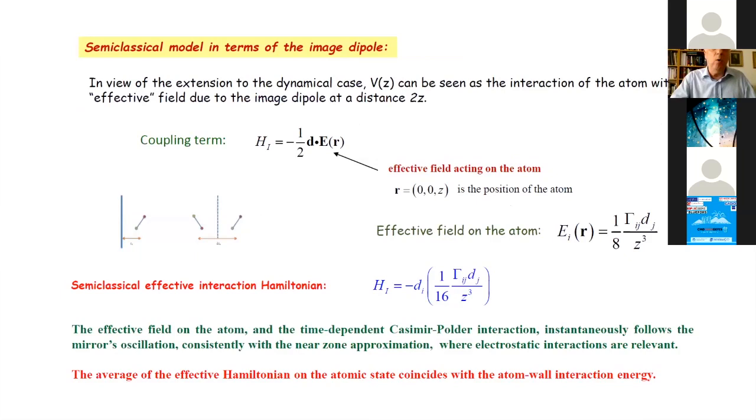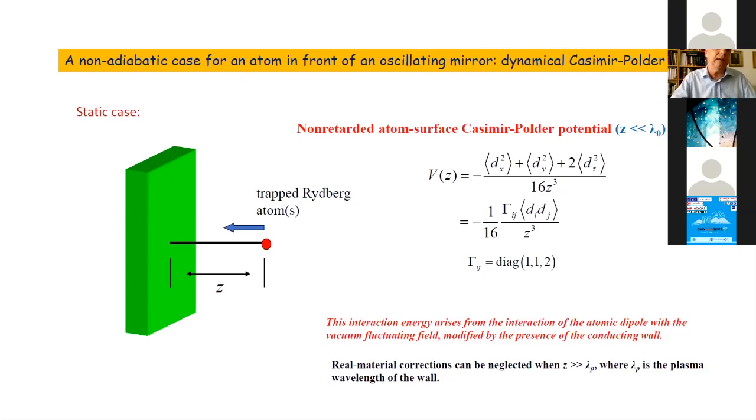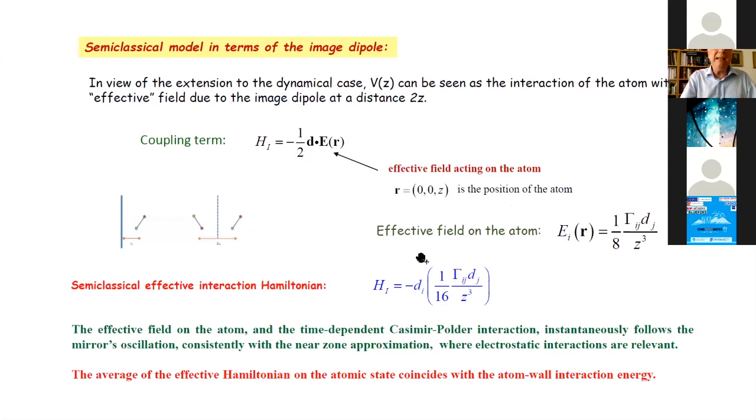Now, this interaction energy can be easily interpreted as an electrostatic interaction energy between the instantaneous dipole moment of the atom and the image dipole reflected on the other side of the wall. In some sense, it's as if the atom sees, due to the image dipole, a static field given by this expression. And this gives this interaction Hamiltonian between the atom and the wall, or equivalently the atom and the image.